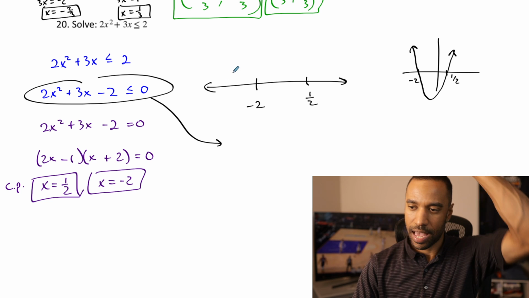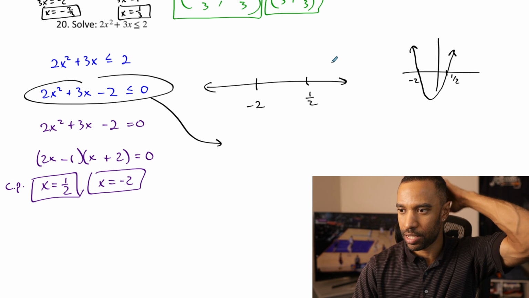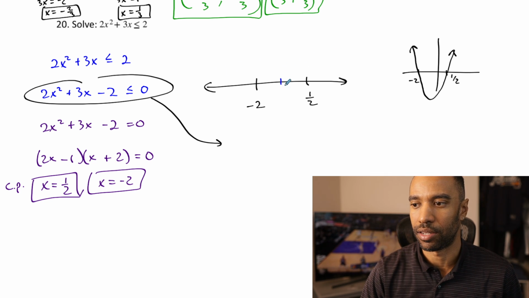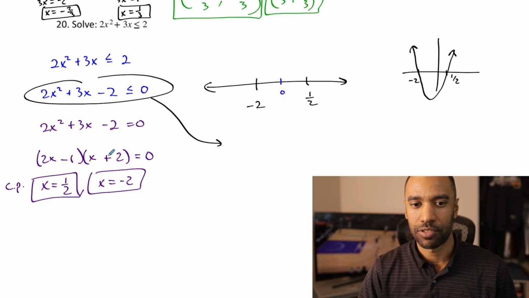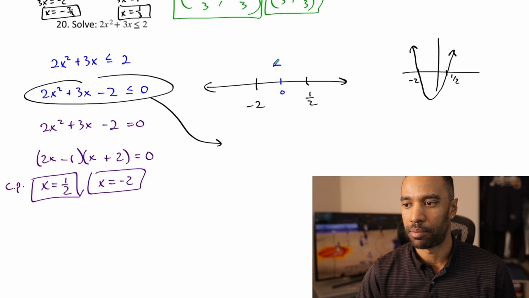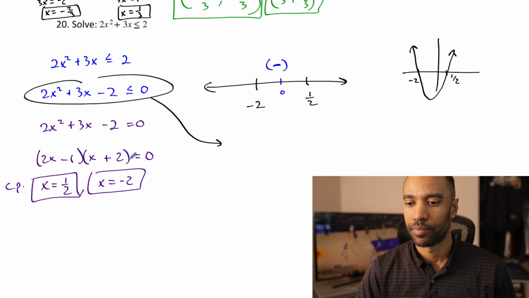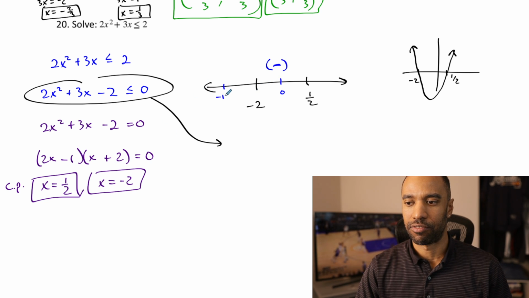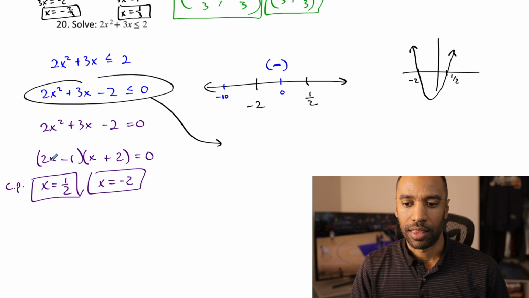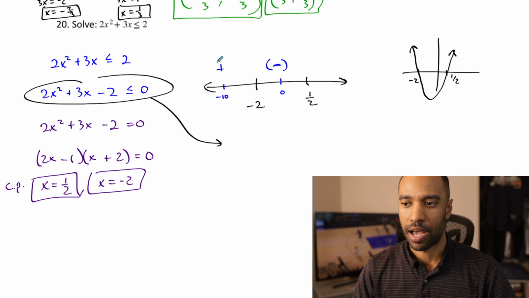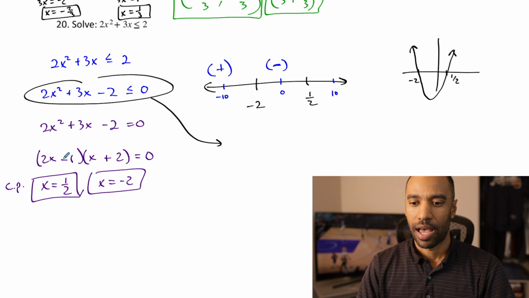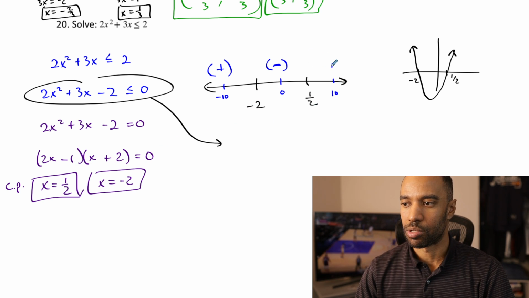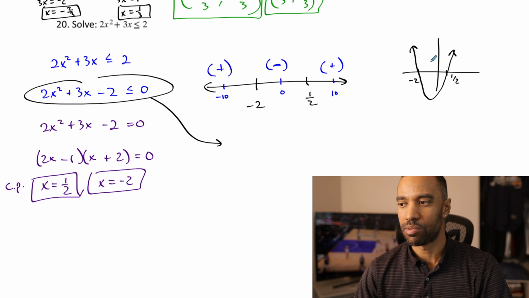So I can test numbers. You can plug in a number here, here, and here and see what you get. Like if I plug in 0, I'm going to use the factored form. I get a negative times a positive, which is a negative result. When I plug in something like negative 10, that's a negative times a negative, which is a positive. I get a positive result there. And when I plug in something like 10, I get a positive times a positive, which is a positive. And that result seems to match the graph.